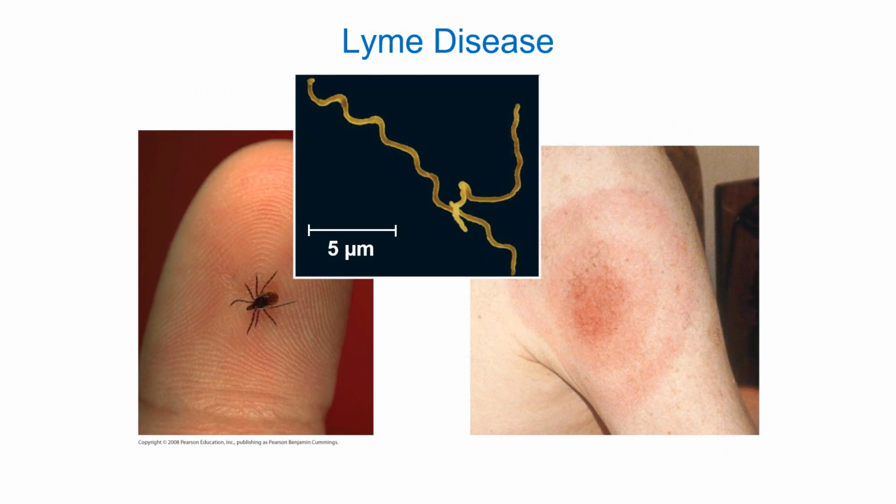The Borrelia bacterium is transferred from one host to another by the tick. If you're bitten by an infected tick, the first symptom that you're likely to encounter is kind of a bullseye-like rash around the site of the bite. And it's important to get this treated quickly because the bacterium will spread into the bloodstream. It can become a systemic, body-wide infection and cause neurological damage.